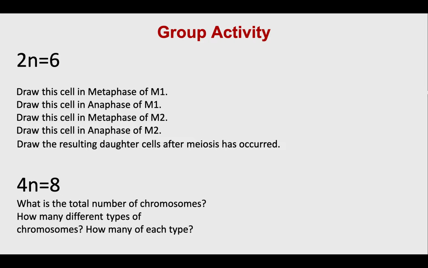Is this one or two pairs? 2n equals 6. Oh, it looks like a little bit.